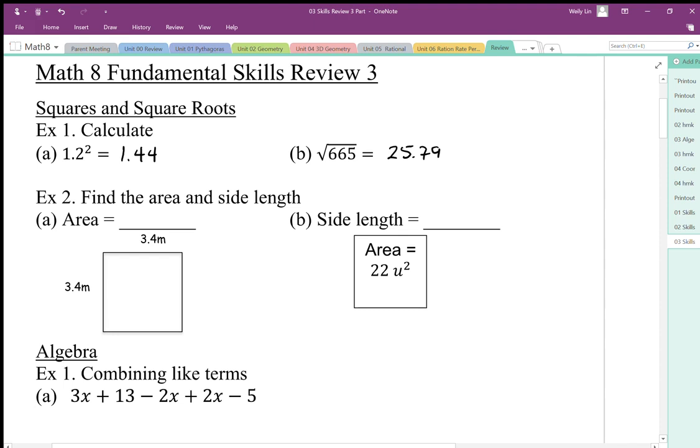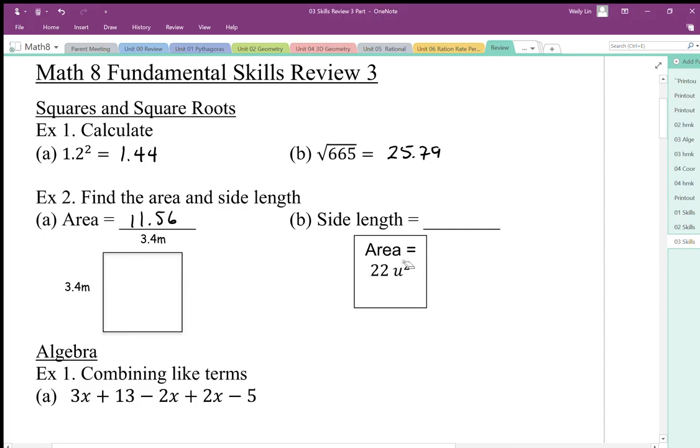To find the area, squaring is a little bit different than multiplication. Squaring takes a side length and gives us a square area, whereas with multiplication, we multiply length times width and get the area of a rectangle. What's different with squaring is that there's only one input and we get a square area. So we're going to square this. 3.4 squared is going to give us 11.56.